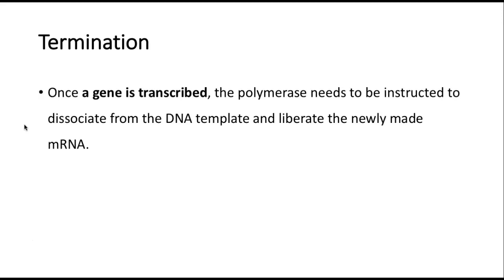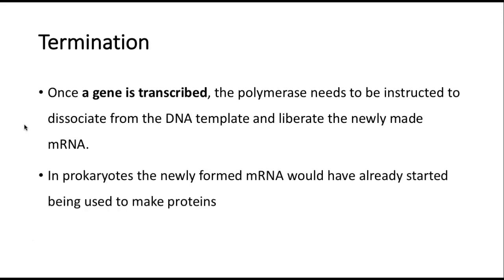At some point, we've got to stop, though. We've got to stop because we've made our messenger RNA. We know what we need to create in terms of proteins, and that is termination. So once the gene is transcribed, the polymerase needs to be told to stop making an RNA and dissociate, get off of the DNA template strand, and also release or liberate the newly made mRNA. In prokaryotes, the newly formed mRNA would actually have already started being used to make proteins. And the reason for that is it's all happening in one place, the cytosol. So eventually what you'll see is that ribosomes will read the mRNA and link amino acids together to make proteins.